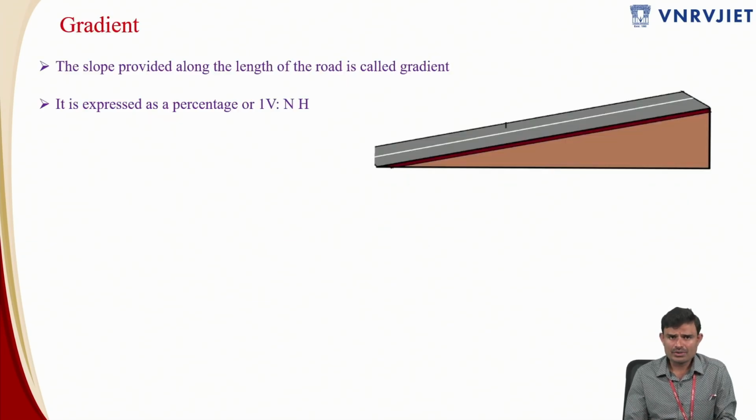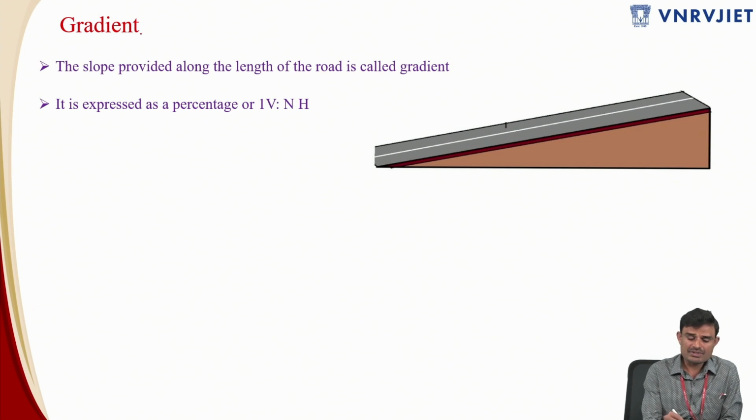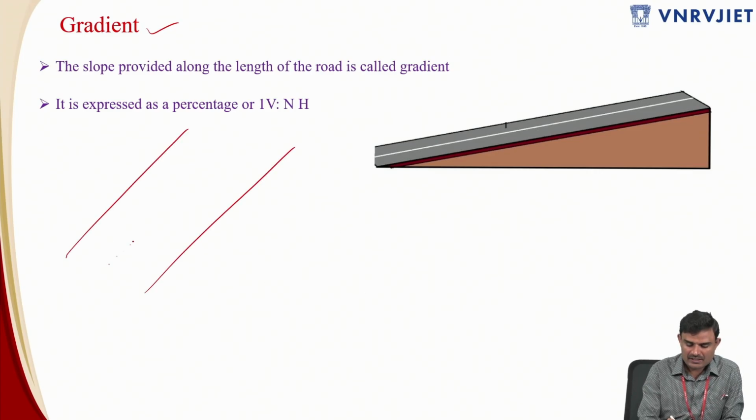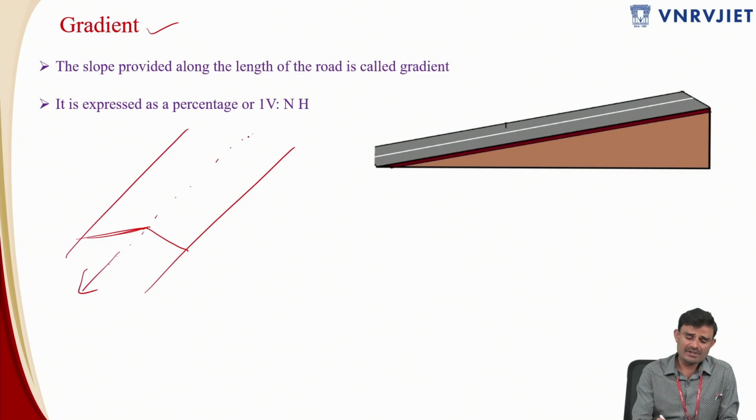And we are also going to see the differences. Another cross section element is the gradient. So gradient is, if you take any road like this, this is the central portion of the road. So this is some camber provided over here. This is the road which is moving in this direction. So if you see from this point to this point, this is one point and this is another point. When you are moving along the length of the road, the slope provided along the length of the road is said to be the gradient.